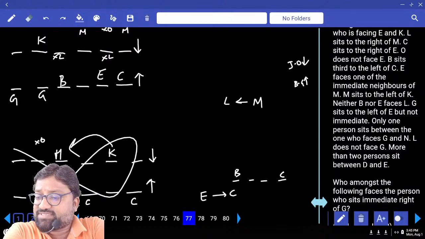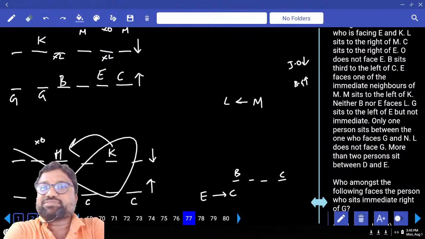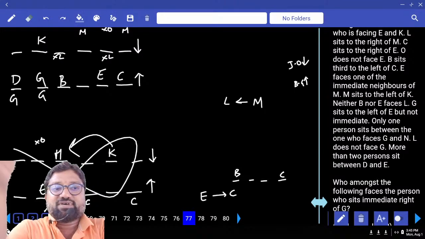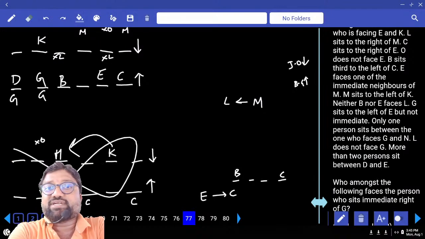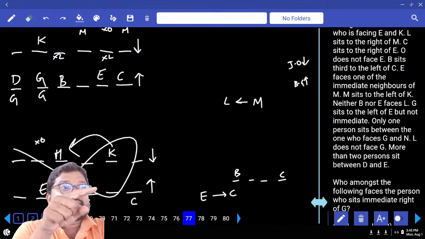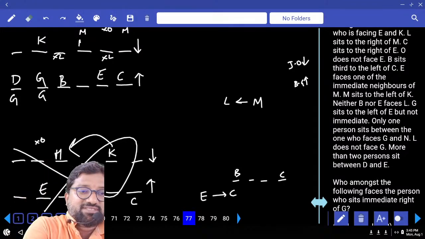More than 2 persons sit between D and E. More than 2 means you should start with 3. So D definitely has to be here. Then this is definitely G. Earlier we read 1 point. What is that 1 point? Only one person sits between the one who faces G and N. So definitely this is N.